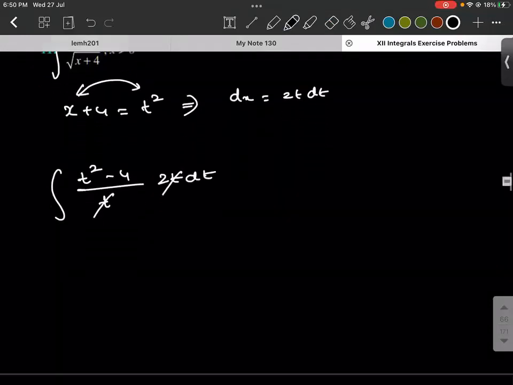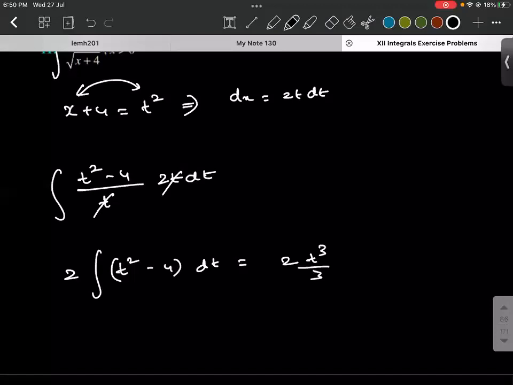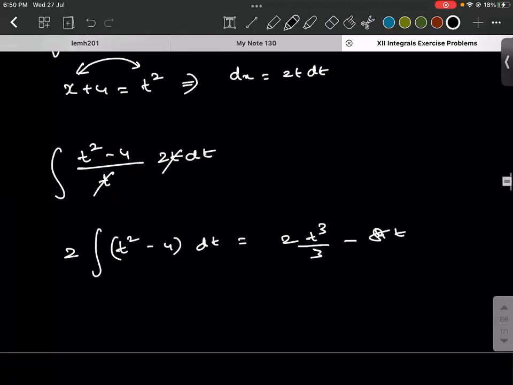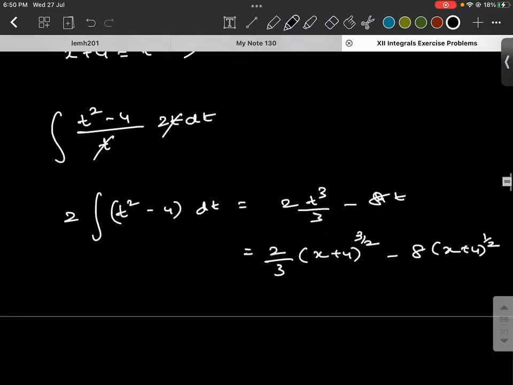t and t are gone. So 2 will come out. Integral of t square minus 4 dt will be equal to 2 into t cube by 3 minus 4t. So 2 by 3 into t cube, and then another x plus 4 the whole power 3 by 2, minus 8 into x plus 4 the whole power half plus c. This is the answer. Check it once. Checked it already.